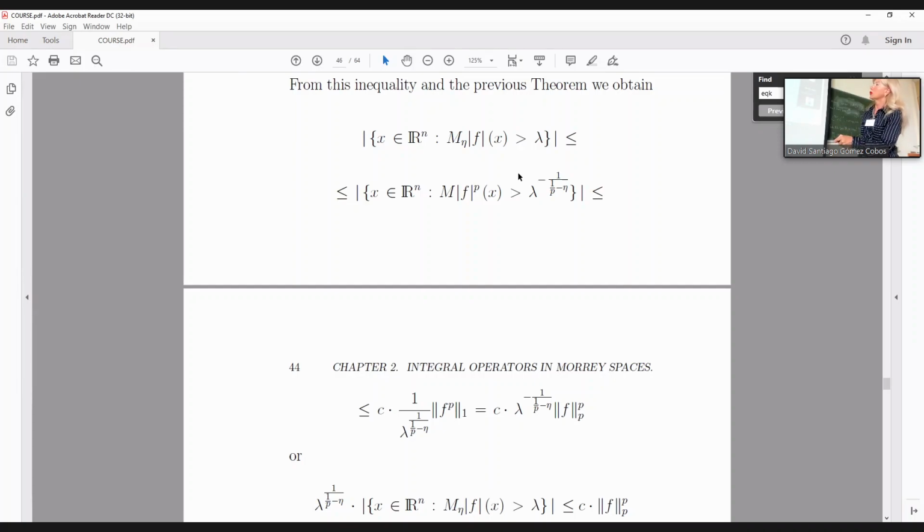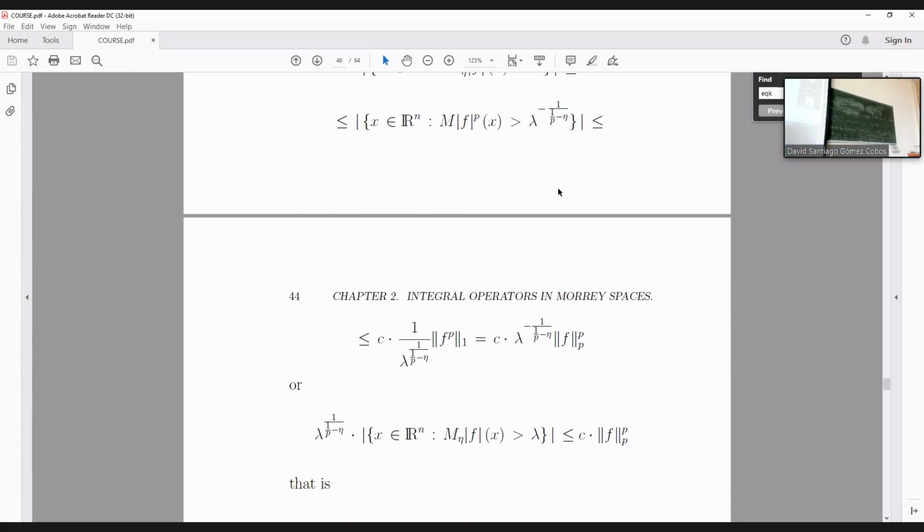1 over p minus mu minus eta. Then it's equivalent to consider a constant multiplied by lambda with exponent minus 1 over 1 minus p less eta, norm of f in Lp. Then what we obtain from the comparison between the first set here is that if we multiply it by the reciprocal of this, we have lambda with exponent plus this quantity in the first member, less or equal a constant C with the norm of f in Lp.